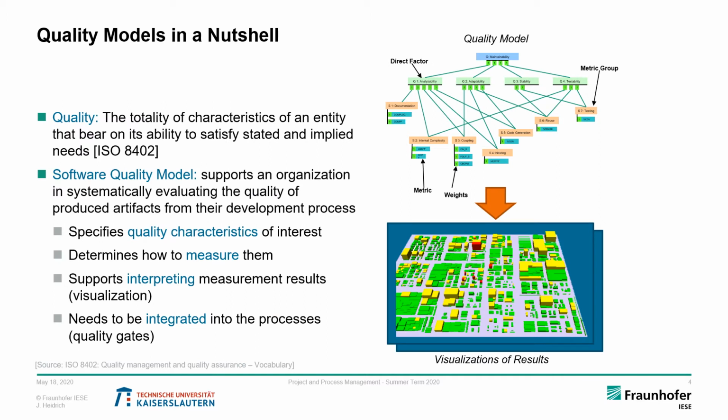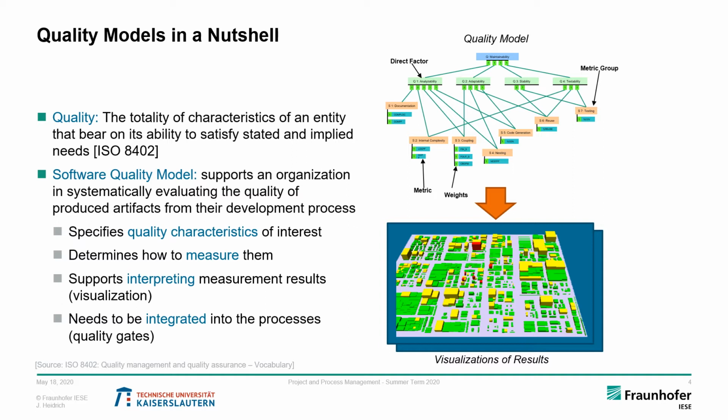So what are quality models? Quality models in a nutshell. Quality is defined as the totality of characteristics of an entity that bear on its ability to satisfy stated and implied needs. That's for sure a true definition by the ISO 8402, but it is also fairly abstract. So the totality of all characteristics that are important for us, basically. And that basically satisfy explicitly stated but also implied needs.